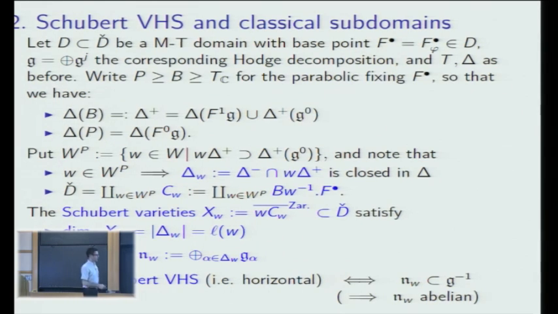This is a subvariety of D check. So it is, in fact, horizontal if and only if NW is contained in G minus 1, which then implies NW is abelian.